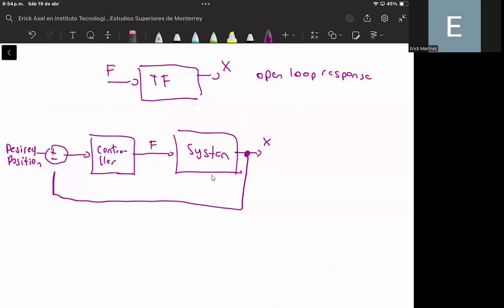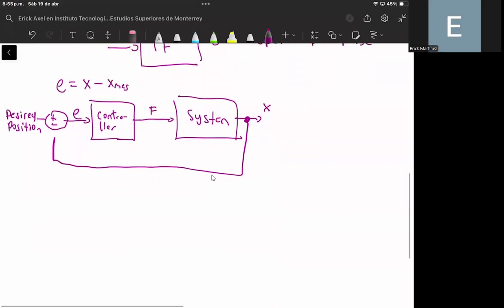And the difference between the desired position that I want for my system and the actual position that I am measuring from the system produces an error, okay? And the error is basically the difference between the desired position, I will put it in this way, the desired X minus the measured X, okay? So this is the value of the error. And I will use this error as an input into my controller, okay? And the controller will take these values of the error in order to set the adequate force that you need in order to place the mass into the position that you want, okay?